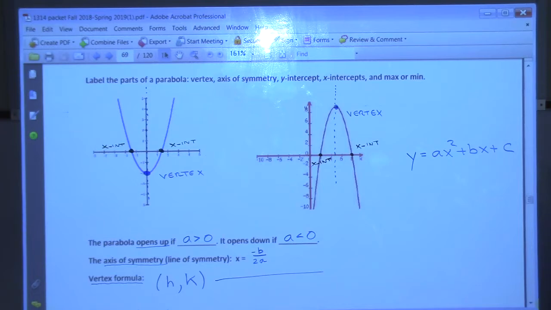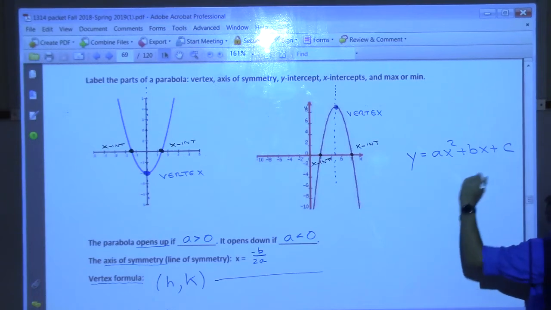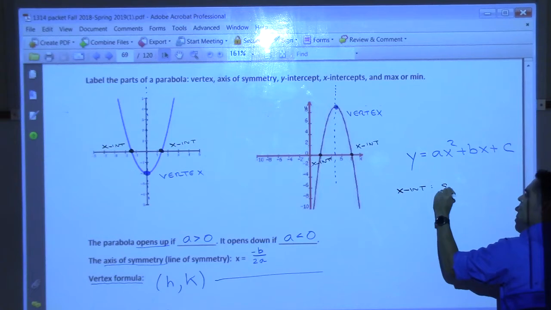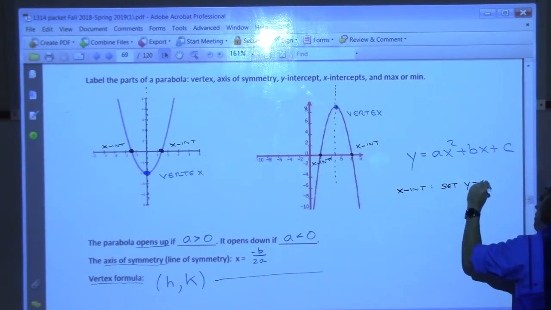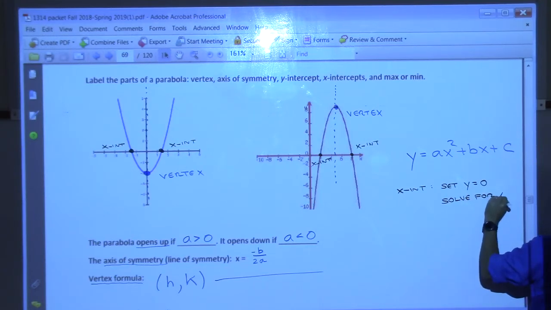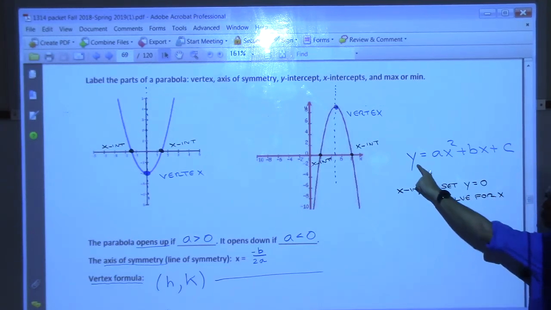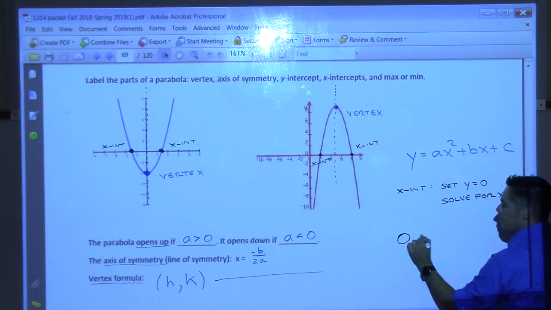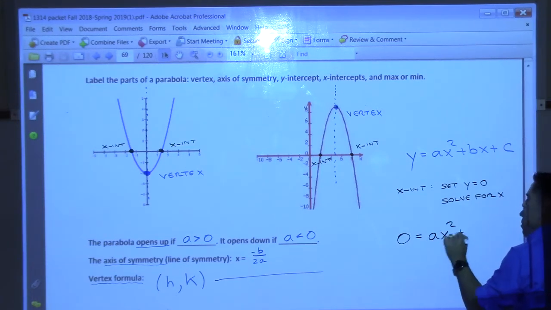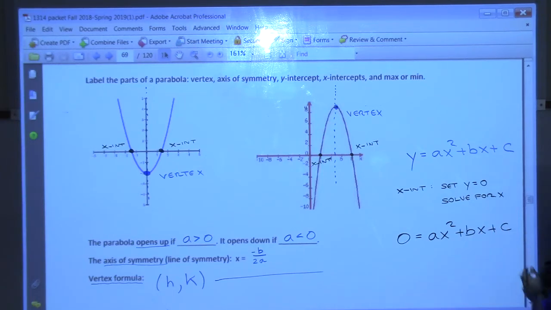To find the x-intercept, you set what to 0? Y to 0. So if you are given a quadratic like this and you want to find the x-intercepts, then what you're going to do is set y to 0 and solve for x. So look what happens. If I replace y with 0, what does this become? That becomes a quadratic equation, and that's what you just took a test on, isn't it? You just had a test on how to solve these, didn't you?